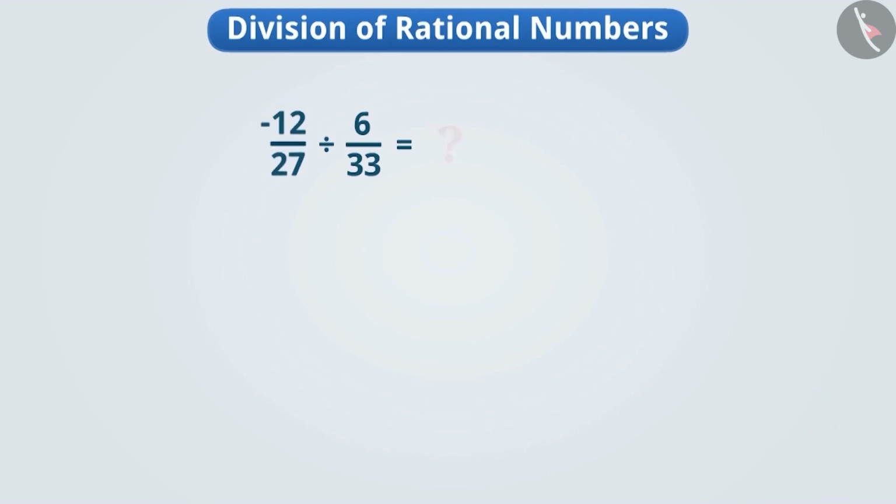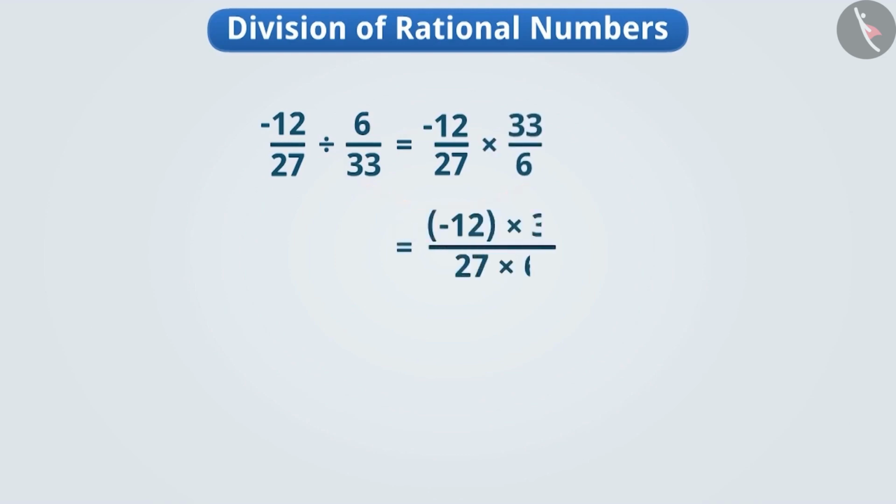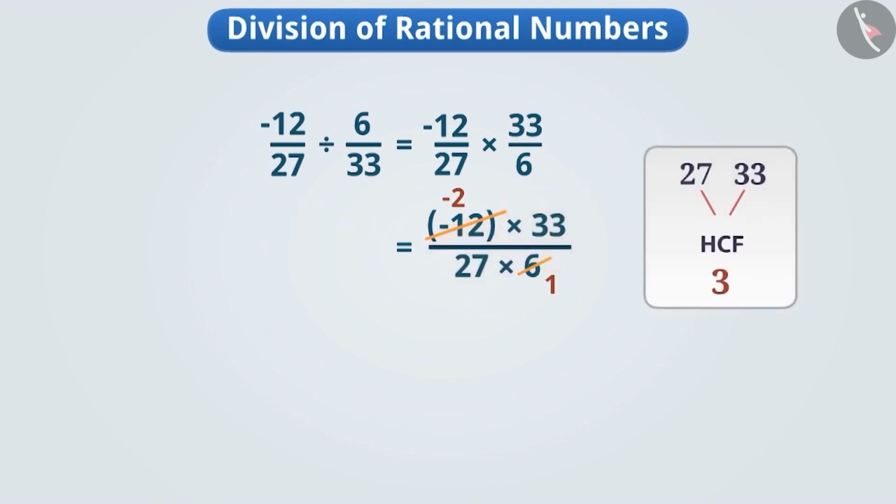Absolutely right. First, we take minus 12 by 27 and multiply it by the reciprocal of 6 by 33. Here, although we can multiply the numerators and denominators separately, we can also do this in a simpler way. As you can see here, 6 into minus 2 is equal to minus 12. So we will cancel 6 and write 1 and cancel minus 12 and write minus 2. Similarly, if we look at 27 and 33, the HCF is 3. So we can divide both by 3. After dividing 27 by 3, we can write 9 in its place, and by dividing 33 by 3, we can write 11 in its place.